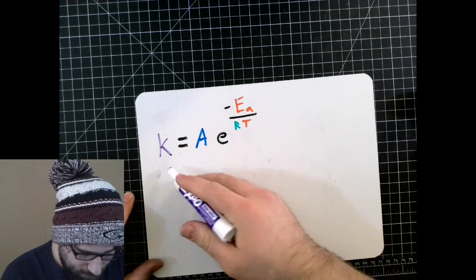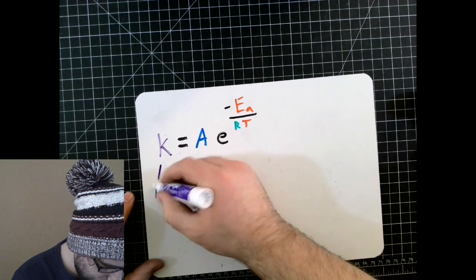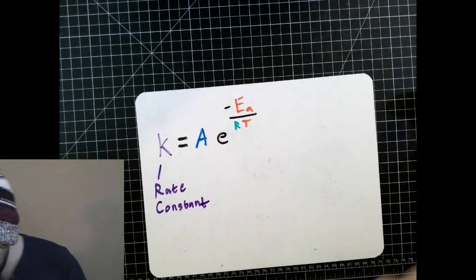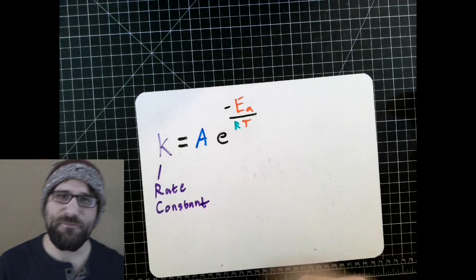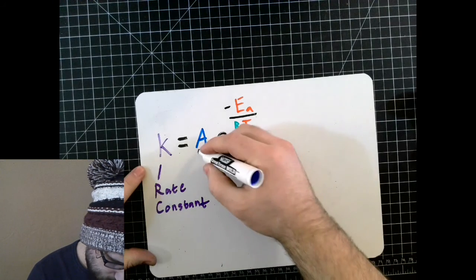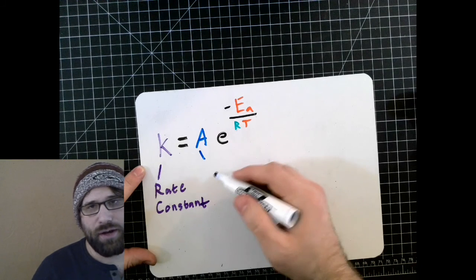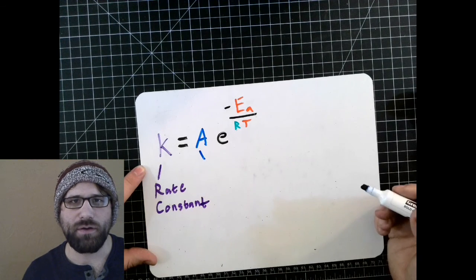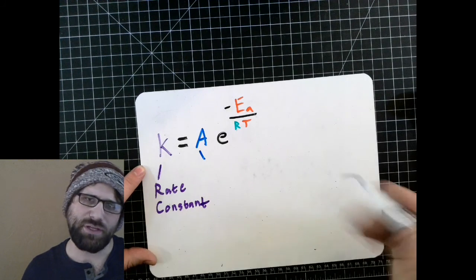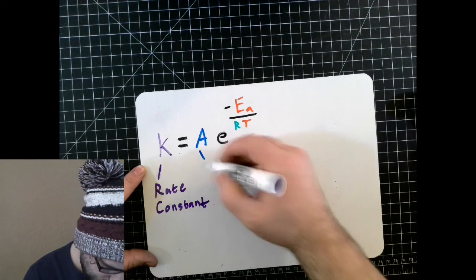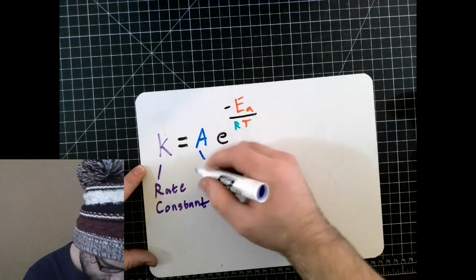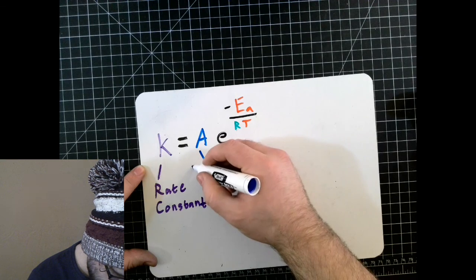So what we've got here is k. This is our rate constant. We have an A, and this A is known as a frequency factor. This is a multiplier that basically accounts for the different types of collisions and how they'll need to be aligned. This is unique to various reactions. So this is a multiplier.